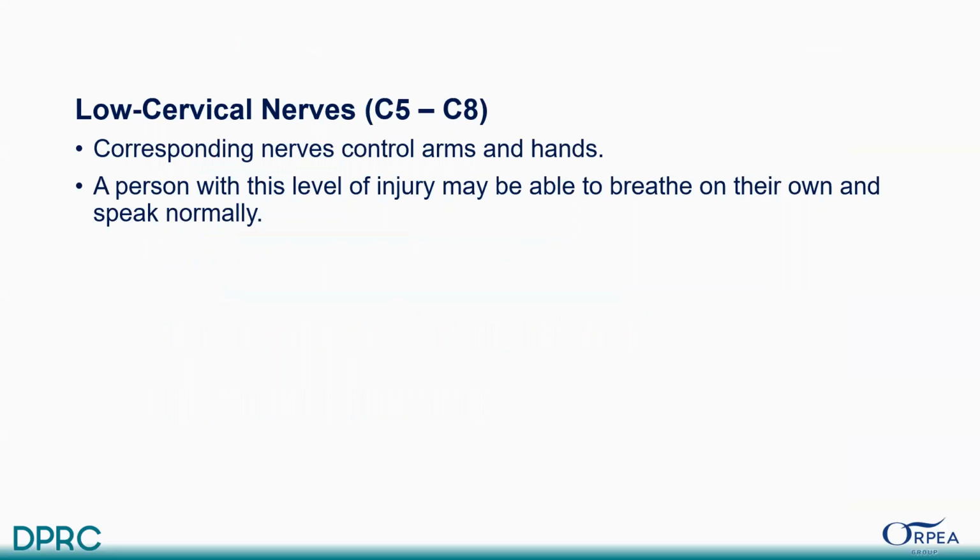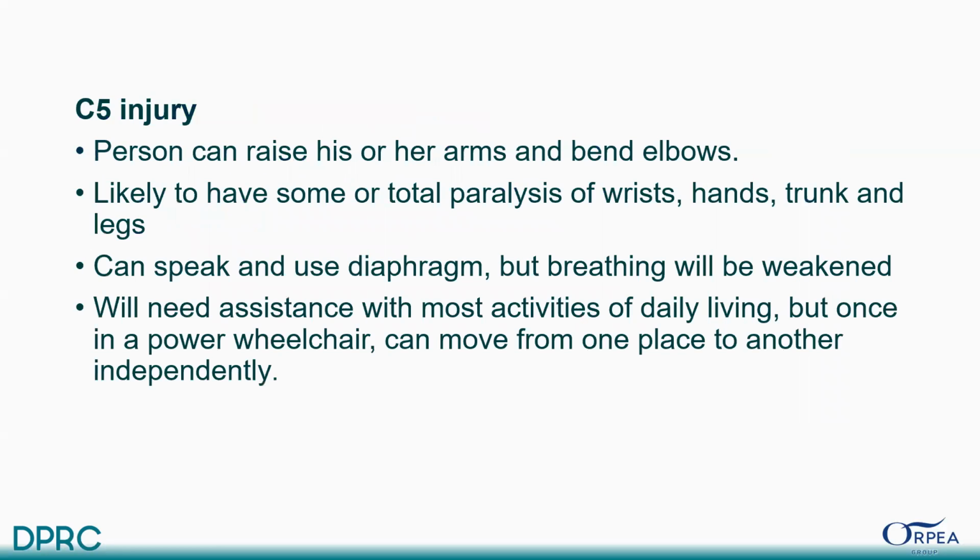Then low cervical nerve injuries. The corresponding nerves control the arms and hands. A person with this level of injury may be able to breathe on their own and speak normally because the phrenic nerve escapes the injury, so they can use the diaphragm muscles. The phrenic nerve arises from C3, C4, C5, and this level is below that.